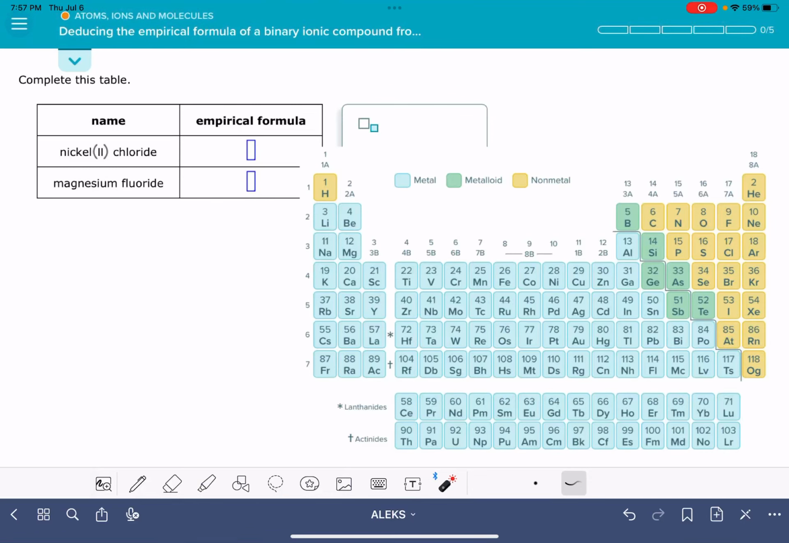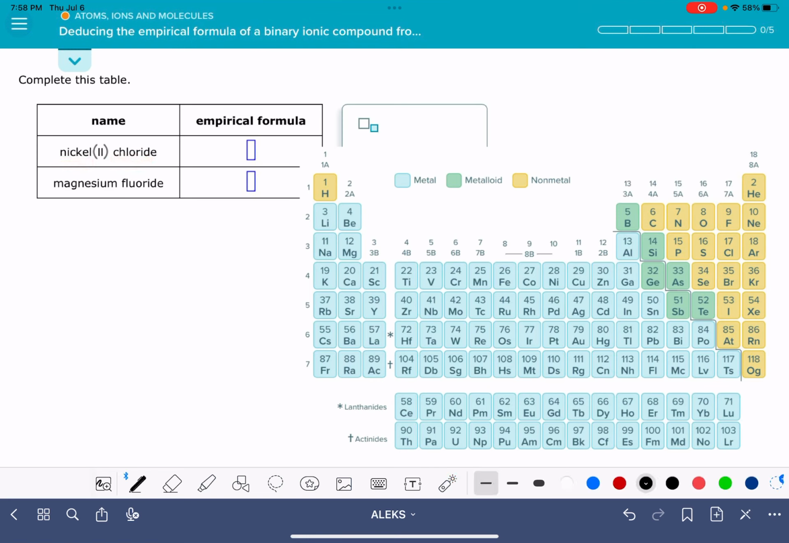In this video, I'll show you how to solve the ALEKS problem called Deducing the Empirical Formula of a Binary Ionic Compound from its name. This problem is going to give you the names of two ionic compounds, and it just wants you to write the empirical formula. In order to write the empirical formula, you need to know the symbols and the charges of the ions that are in this ionic compound.